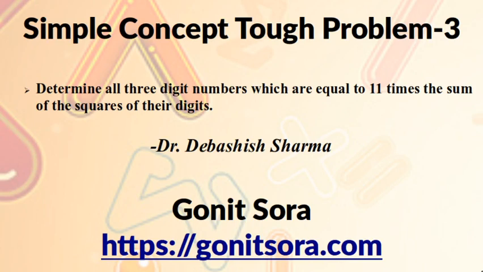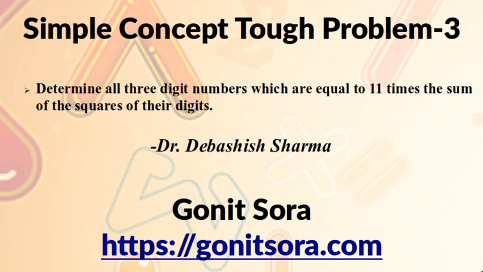This is the third problem under the series of articles Simple Concept, Tough Problem, which deals with problems that require very simple mathematical concepts to arrive at the solution. So the third problem that we will consider today is, as you can see on the screen, determine all three-digit numbers which are equal to 11 times the sum of the squares of their digits.